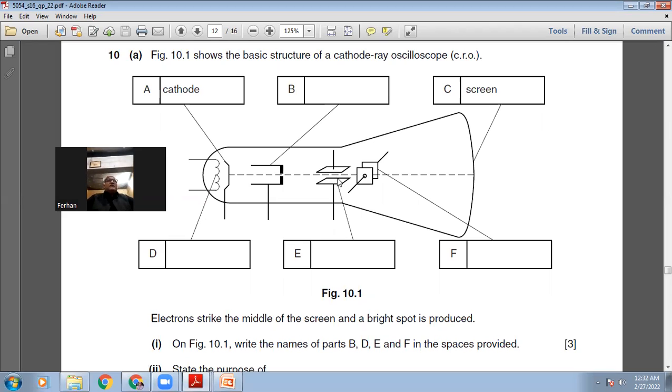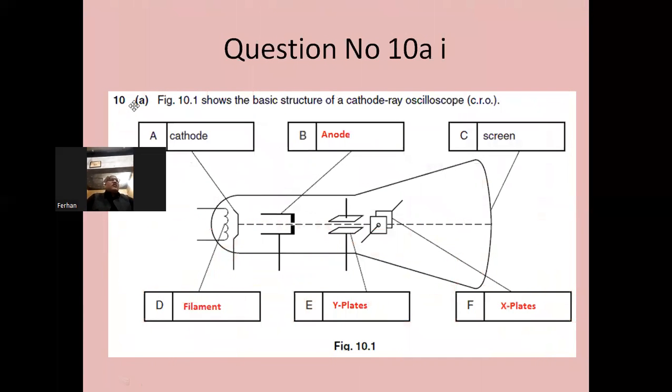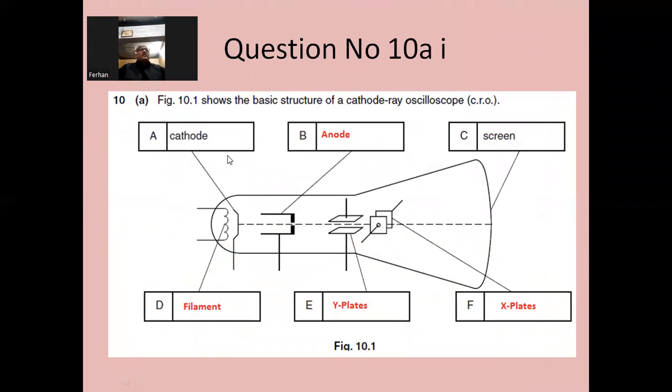E is the Y plates. And F is the X plates. So this is how you will do it. Here you can see on your screen, this is anode, this is filament, this is Y plates, and this is X plates.